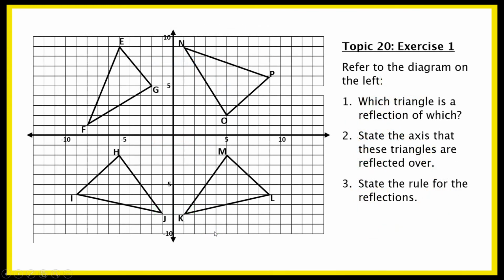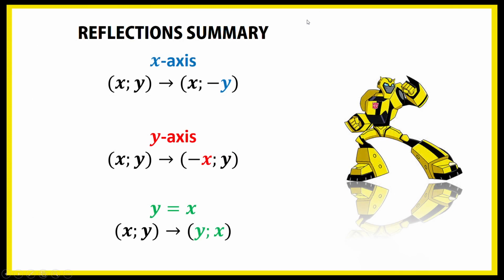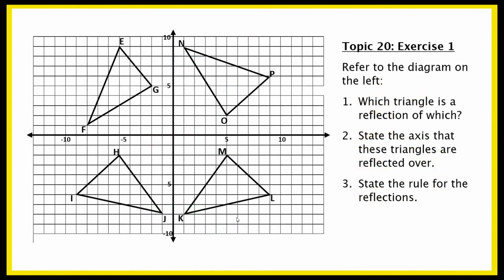This is the exercise. It's topic 20, exercise 1. It's not in your textbooks. This is an exercise that I just made. Refer to the diagram on the left. Which triangle is a reflection of which? For example, these two are reflections of each other, but there are other ones that are also reflections of each other. You need to tell me which ones. Then you need to state the axes which the triangles are reflected over. Is it reflected over the x or y, or y equals x? And you need to state the rule for the reflection. These things here are the rules. The rule for y equals x is (x, y) becomes (y, x). Cool guys, good luck.